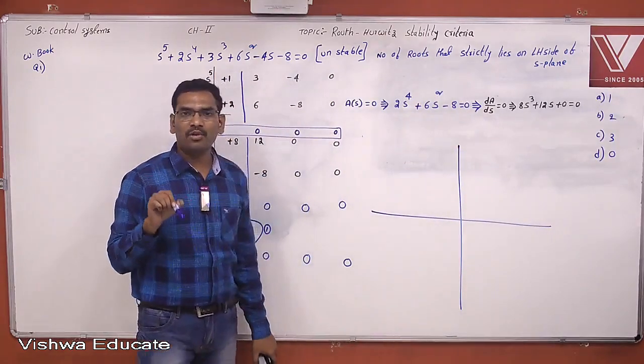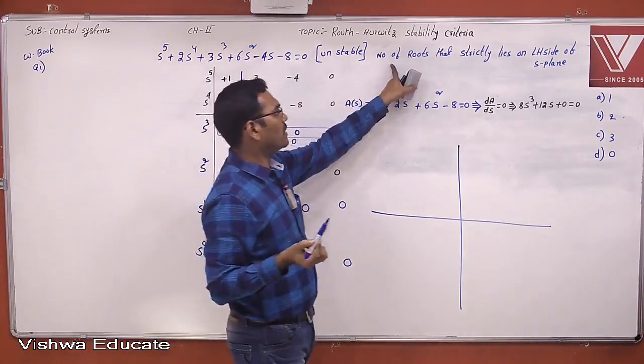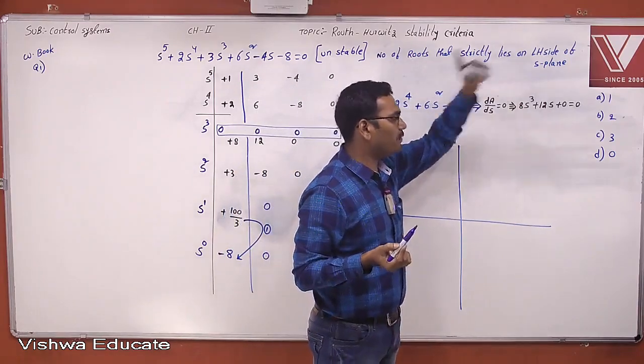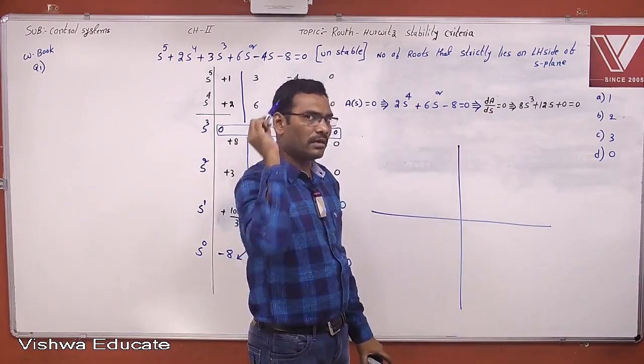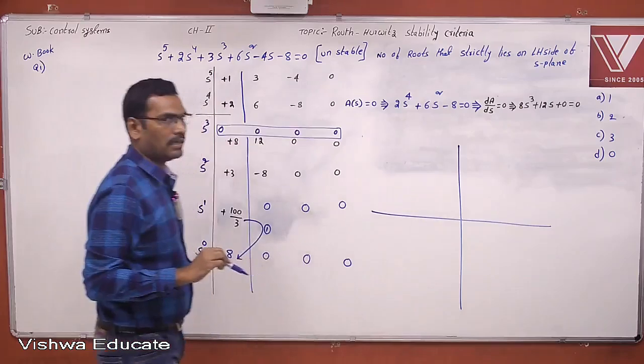Now the question is not asking how many poles are on the right hand side of the S plane. The question is asking the number of roots that lie strictly on the left hand side of the S plane. But most of the students are blindly thinking that right hand side is 1, therefore they go for 1, which is the wrong answer. Understand or not?